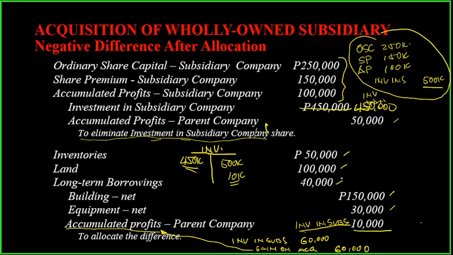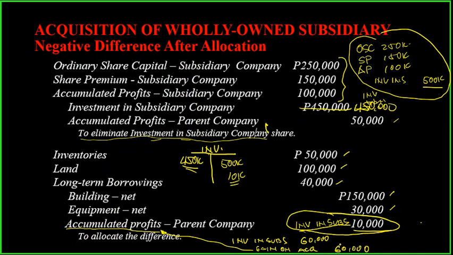Next, to adjust the net assets from book values to fair market values, debit to inventories at 50, debit to land at 100, debit long-term borrowings at 40, credit buildings at 150, credit equipment at 30, and then credit investment in subsidiary at 10,000 pesos. Okay, so what's that? To record the excess of fair market values over book values.